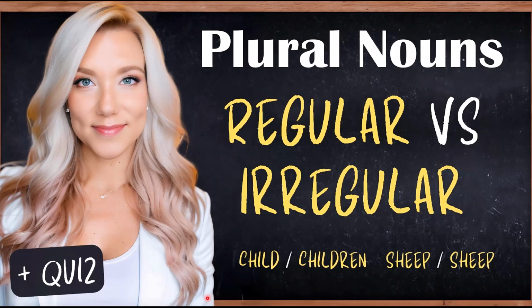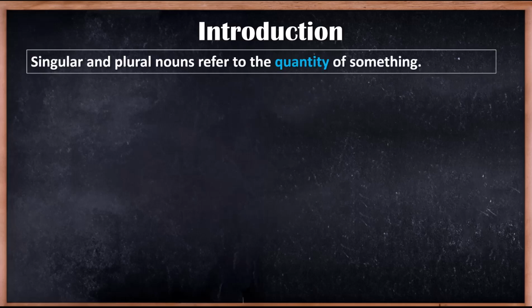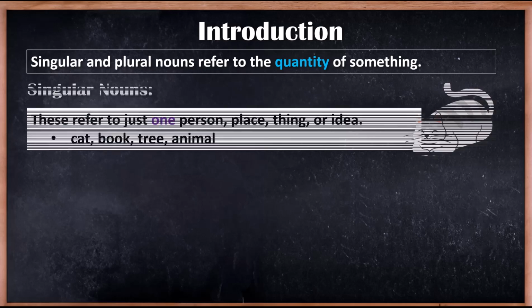In today's video, we're going to talk about regular versus irregular plural nouns in English and how to make nouns plural. First of all, singular and plural nouns refer to the quantity of something.